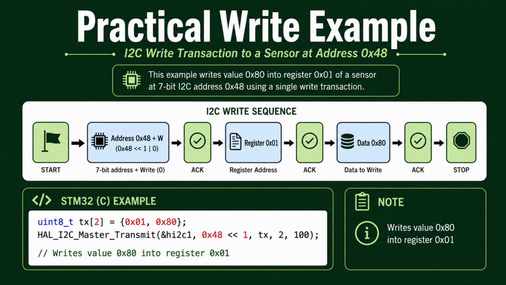In STM32 HAL, the 7-bit address is commonly shifted left by 1 bit when passed to the transmit function. The 2-byte transmit buffer contains the register address first and the data second. The function then sends both bytes in one transaction.